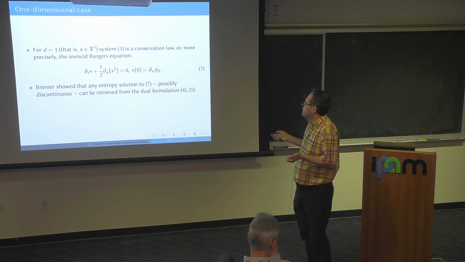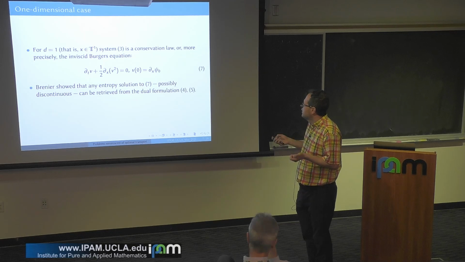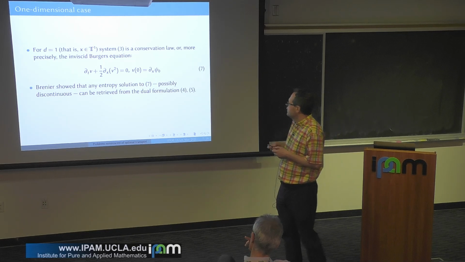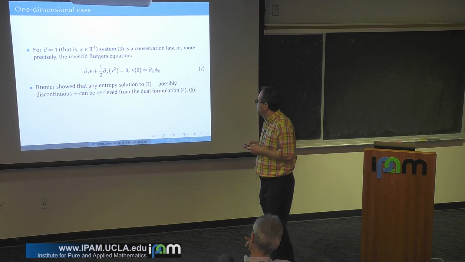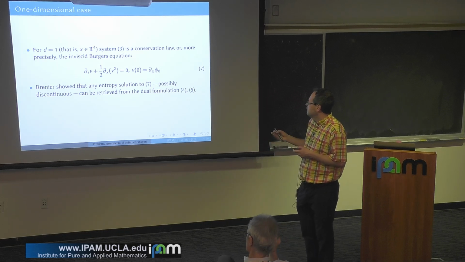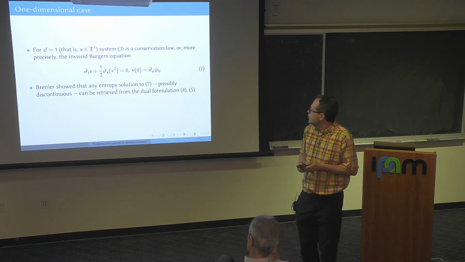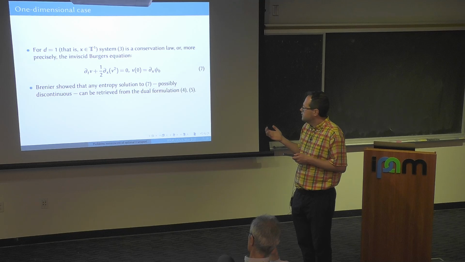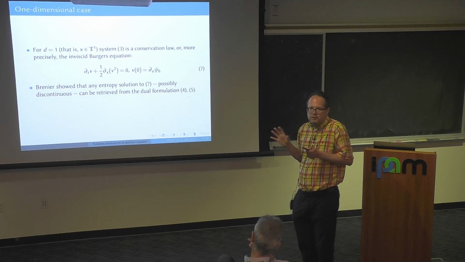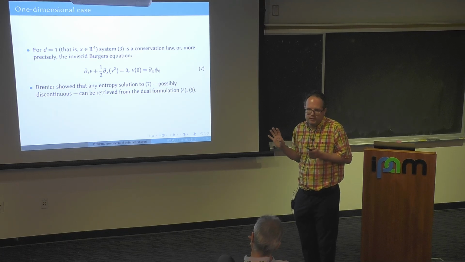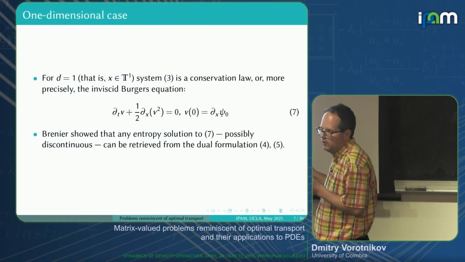In 1D it's even simpler. It's just Burgers' equation, which is a conservation law. But Brenier particularly studied the one-dimensional situation and showed that the information about entropy solutions of Burgers' equation is contained in this dual problem in some sense, whatever it should be.